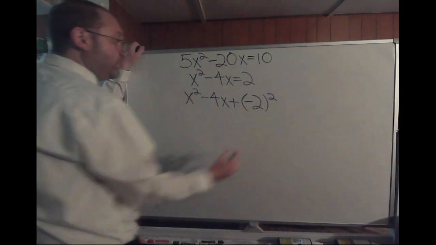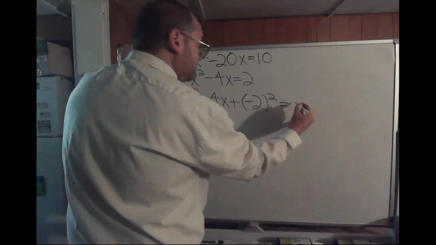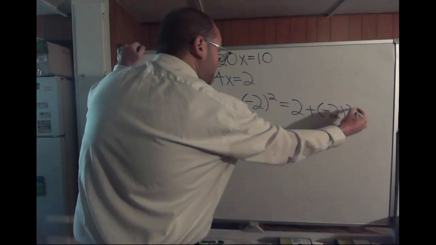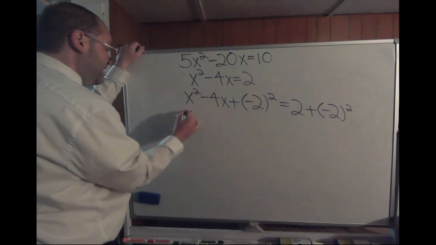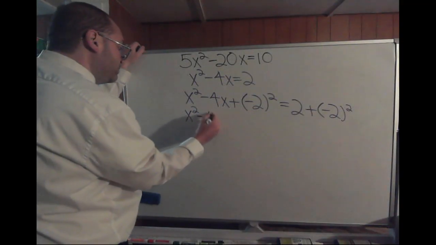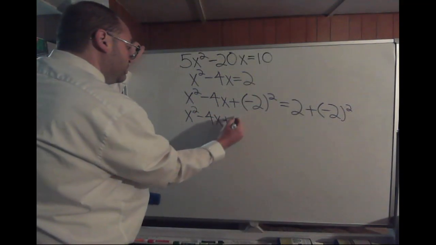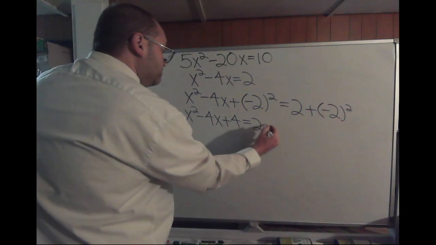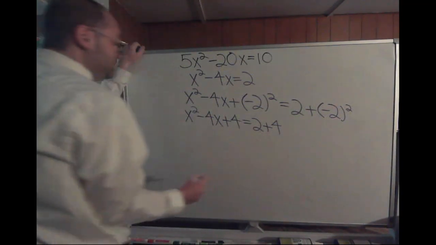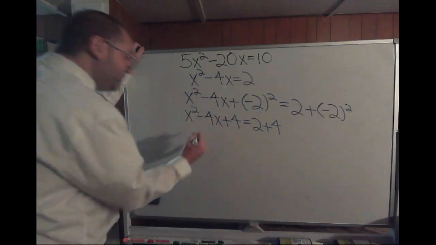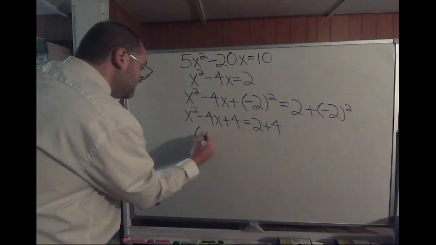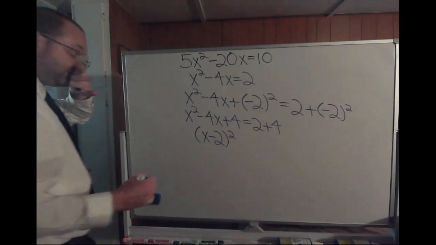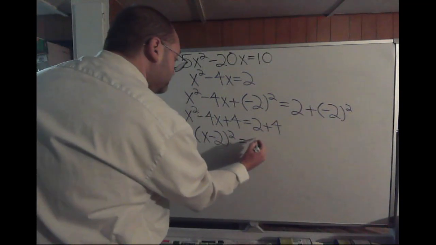power, which would then be equal to 2 plus that negative 2 to the second power, which this turns now into x squared minus 4x plus 4. That would be equal to 2 plus 4. So then x squared minus 4x plus 4 will factor into x minus 2, that quantity squared. That would be equal to 6.